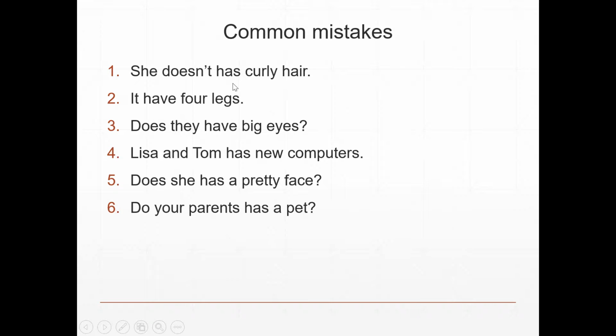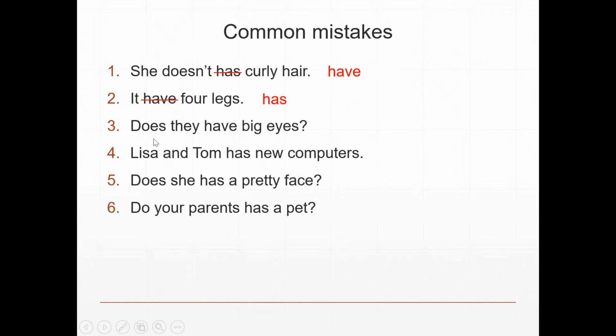Yes, the problem is with the verb has. In the negative, we don't use has again, and with doesn't, we use doesn't have, not doesn't has. So has is the error, and we change has to have. The second example, it have 4 legs. So what is the mistake? Yes, have is the mistake, because the subject is it, so we don't use have with the subject it. We change have to has.